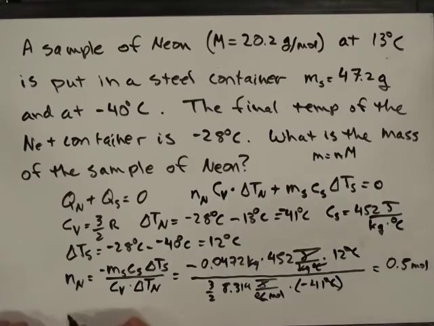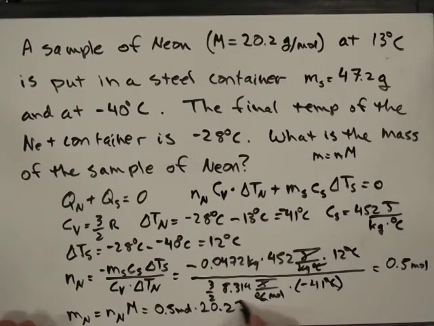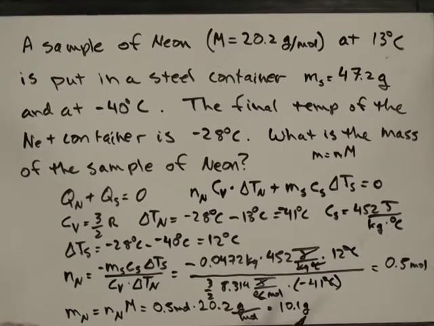Then I can get the mass of the neon, which is equal to the number of moles of neon times the molar mass, which is 0.5 moles times the number at the very top there, 20.2 kilograms per mole, sorry, grams per mole. I got carried away with my joules. And so it's equal to 10.1 grams. Hopefully that's all on there.